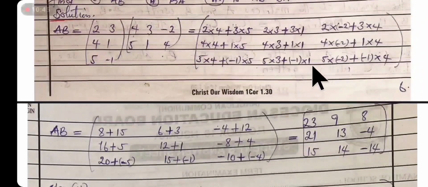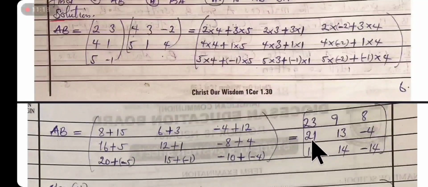Alright, so here, 5 times 3 is 15, plus minus 1 times 1 is minus 1. 5 times minus 2 is minus 10. Then plus minus 1 times 4 is minus 4. Then 8 plus 15 is 23. 6 plus 3 is 9. Minus 4 plus 12 is 8.